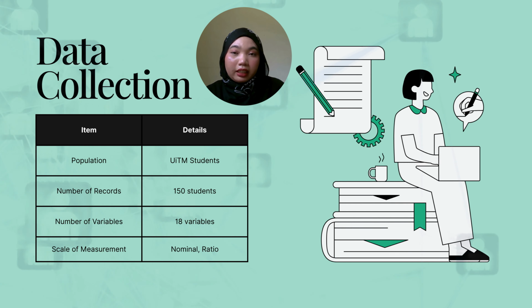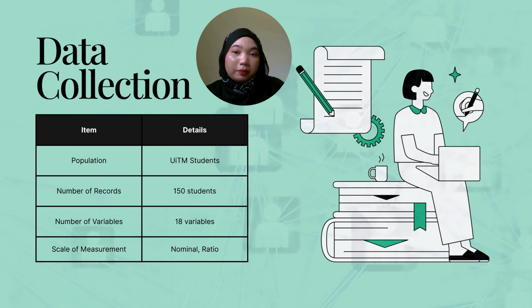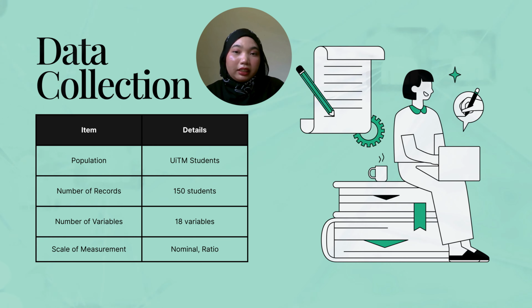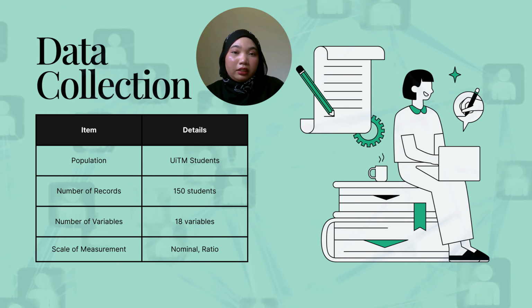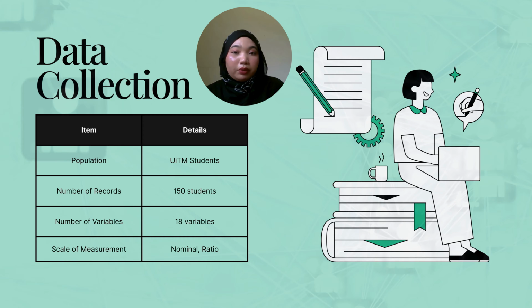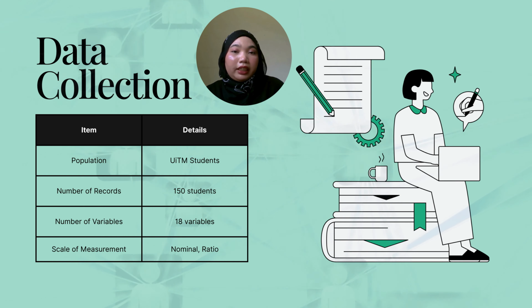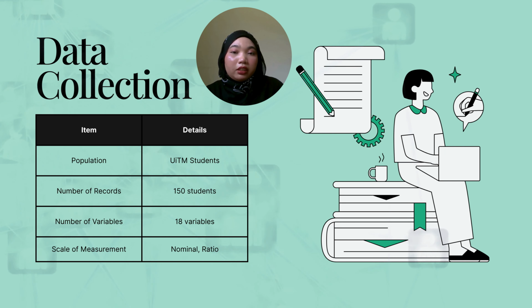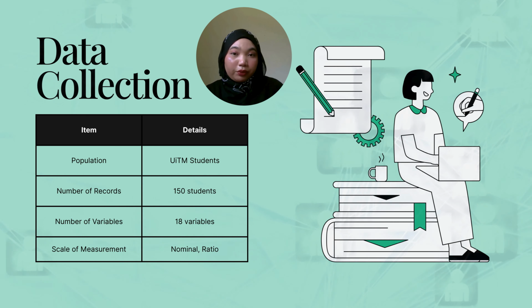Next, we move to the data collection we got from the respondents. We have a few items: population, number of records, number of variables, and the scale of measurement. The first item is the population. We got the details from UiTM students, Shah Alam. The second item is the number of records, which is the number of respondents. We got around 150 students. The third one is the number of variables, which is around 18 variables. And the last one is the scale of measurement, where we use nominal and ratio for this data collection.